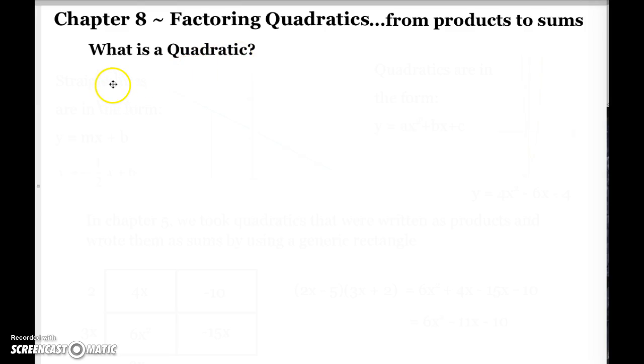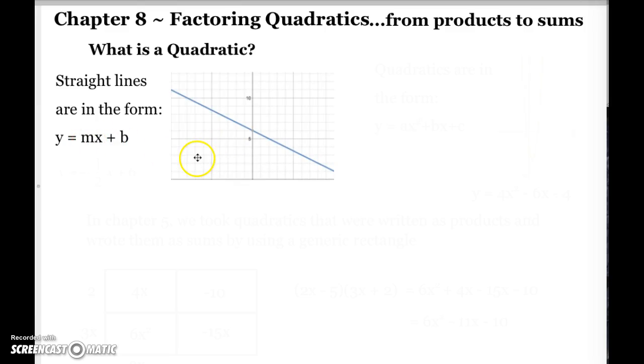Up to this point in the book, we've been working with straight lines, and those straight lines have been in the form y equals mx plus b, where b is your y-intercept and m is your slope. Here's a graph of a straight line that has a y-intercept of positive 6 and a slope of down 1 over 2. The equation for this line is going to be y equals negative 1/2 x plus 6 because my y-intercept is 6 and my slope is negative 1/2.